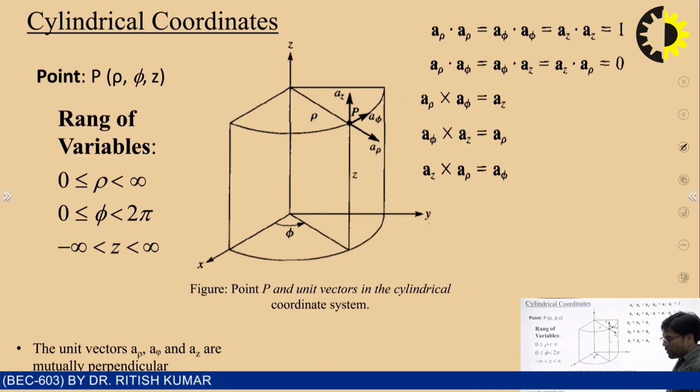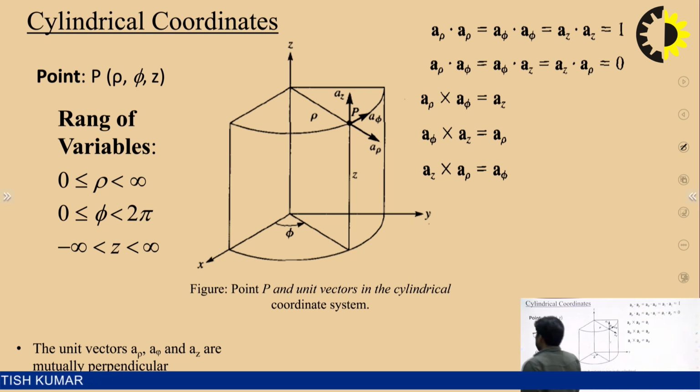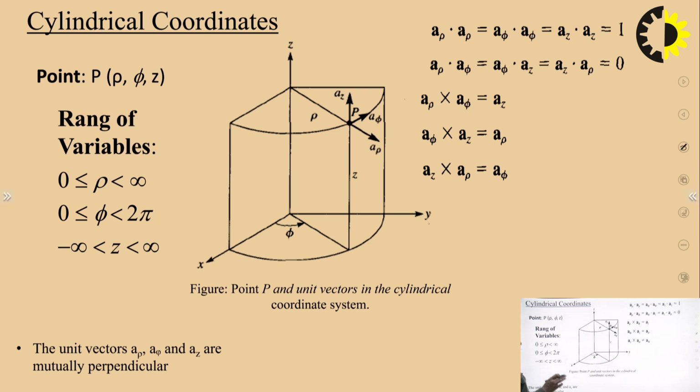So the second coordinate system is the cylindrical coordinate system. As we can see, in the previous Cartesian coordinate system, the point is represented by x, y, z. Here the point is represented by rho, phi, z, where rho is the radius of the cylinder, phi is the azimuthal angle, and z is the axis of the cylinder, right?